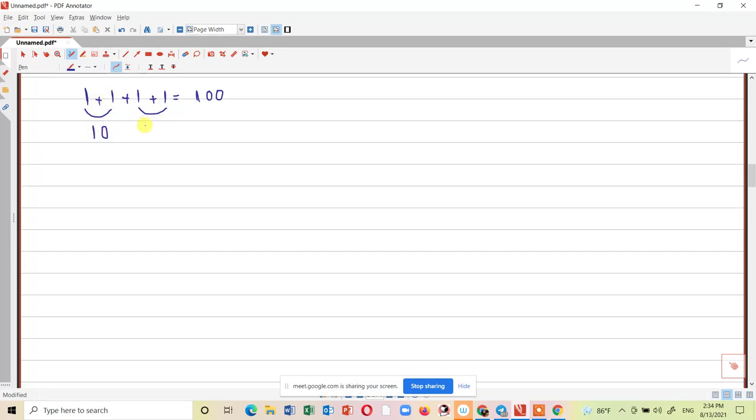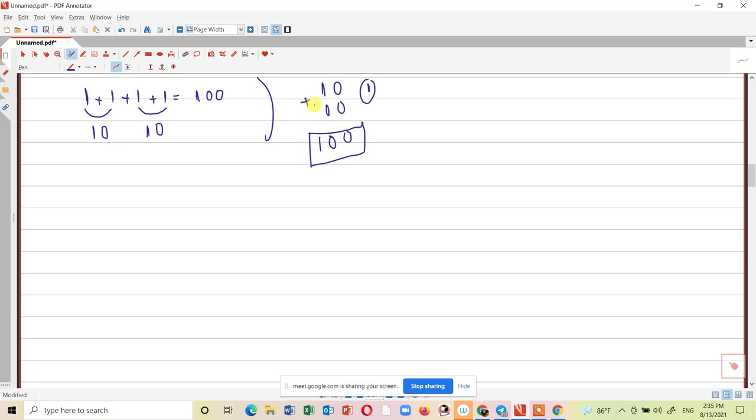So 1 + 1 = 1, 0. 1 + 1 = 1, 0. So now you get 1, 0 + 1, 0. 0 + 0 = 0. 1 + 1 = 0, we carry 1. Do we have any number to add or not? If no, we can put 1 over here. So 1 + 1 + 1 + 1 = 1, 0, 0. Not 1. 1, 0 + 1, 0 = 100. No, we can read it like this.